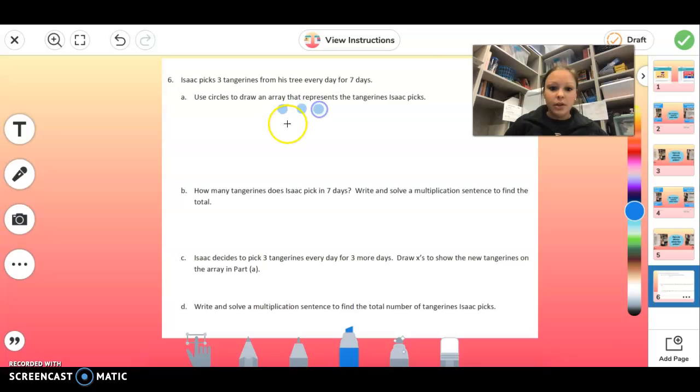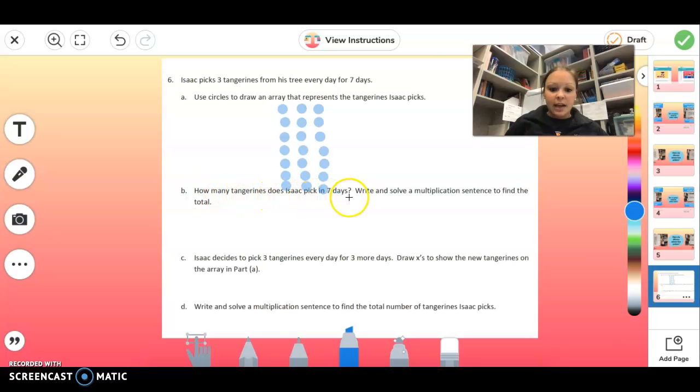1, 2, 3, 1, 2, 3, 1, 2, 3, and so on, 7 rows of 3. So this shows that he picked 3 tangerines on day 1, on day 2, another 3 on day 3, another 3 on day 4, day 5, day 6, and day 7. I'm finished with that problem because it just told me to draw an array.